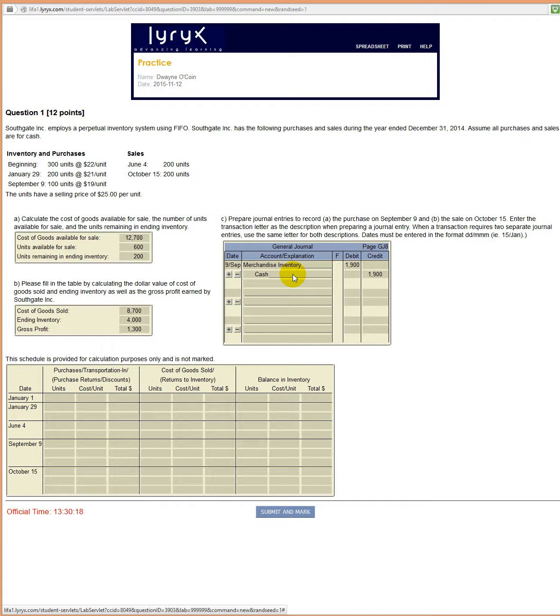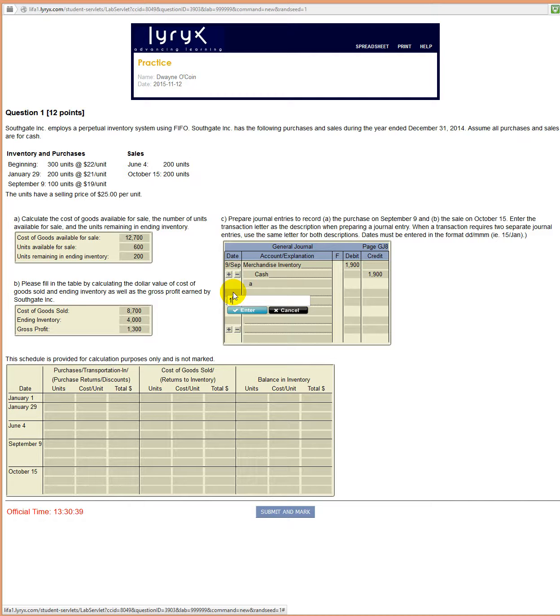Now, I tried it with accounts payable and I got it wrong, so that's why I'm redoing it. So use cash because we're assuming that they're purchased for cash. Right up here it says in the sentence, assume all purchases and sales are for cash, and I didn't catch that. So I'm saving you a little time for that.